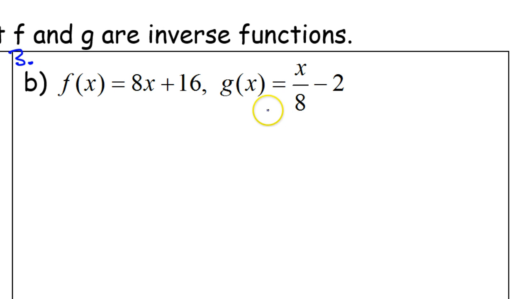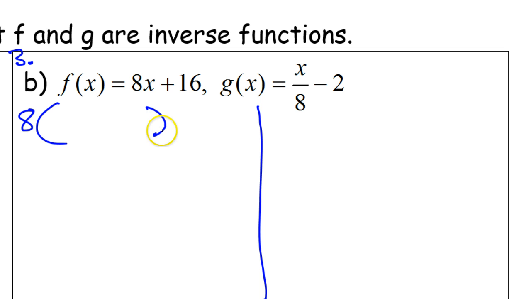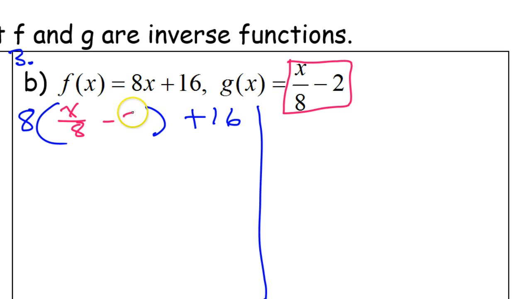So same thing. If I want to prove that these functions are inverses using composition, I need to substitute one function into the other. So 8x plus 16 becomes 8 parentheses plus 16. And inside the parentheses, I'm going to put the other function. So I've got x over 8 minus 2. So of course I'm going to do a little distributive property with this 8. When I do 8 times x over 8, these 8's just cancel out. So that just leaves x. But then I've got 8 times negative 2 is negative 16.